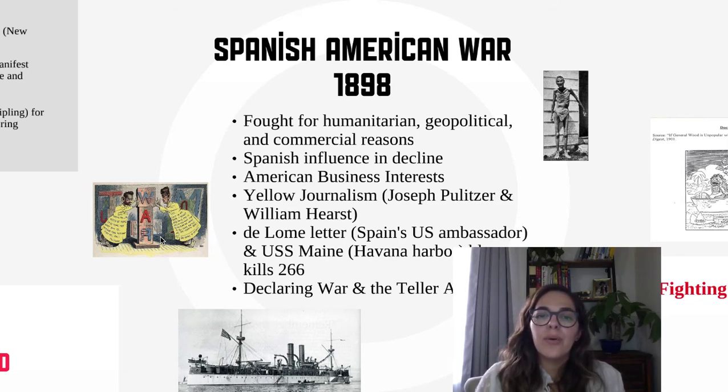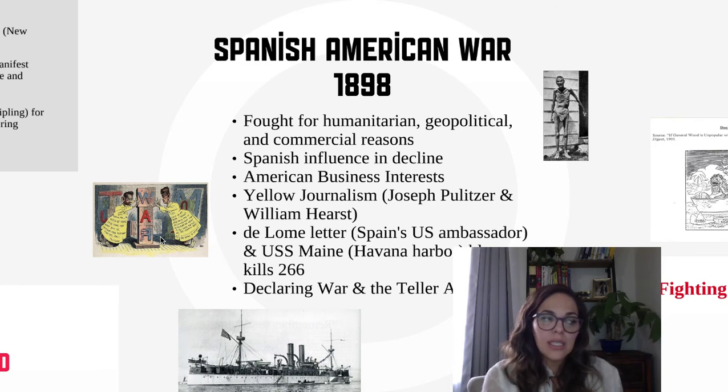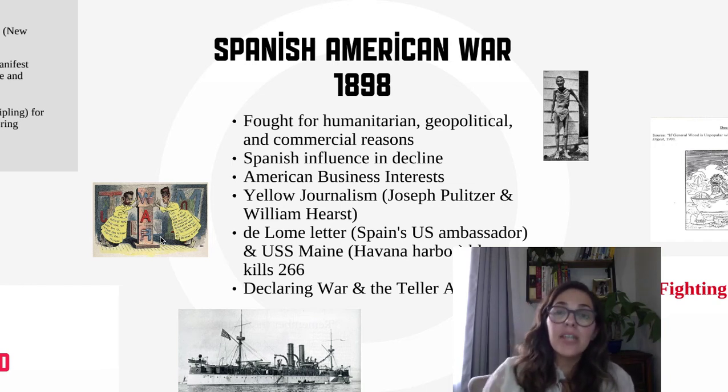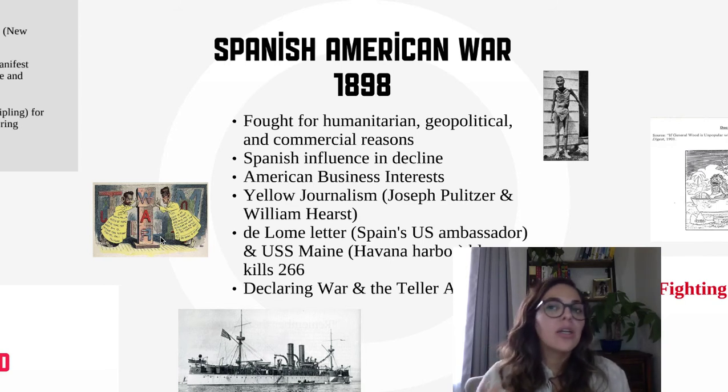But what's going to happen once Cuba, for example, gets its independence? Well, the Teller Amendment in here is basically Congress stating that once these people become independent, the U.S. doesn't want to have claim to Cuba. Okay, it's essentially legally preventing the U.S. from annexing or acquiring Cuba.